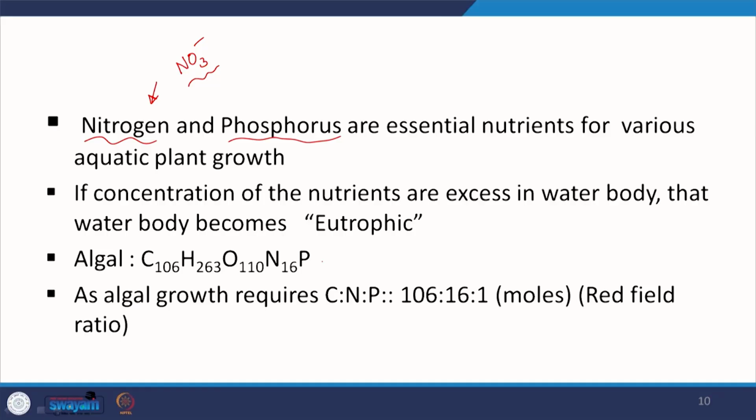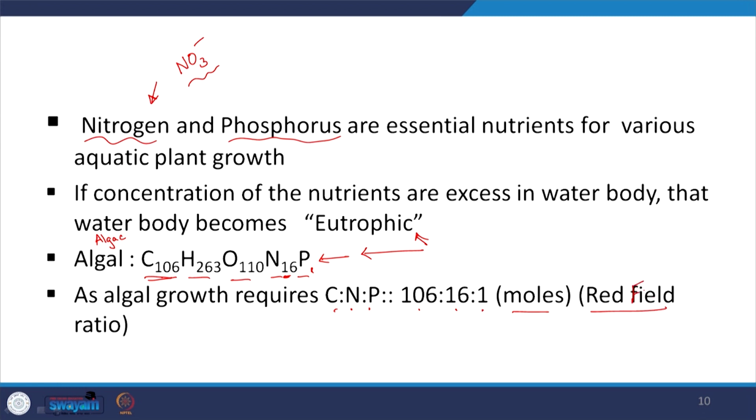For example, we talked about algae and eutrophication, and in that context we talked about algae. A typical formula to represent algae is C, H, O, N and P, and these are the ratios of the relevant elements here. As you see, the ratio of carbon, nitrogen, phosphorus is 106 to 16 to 1, molar ratio obviously. So, this is also the Redfield ratio.